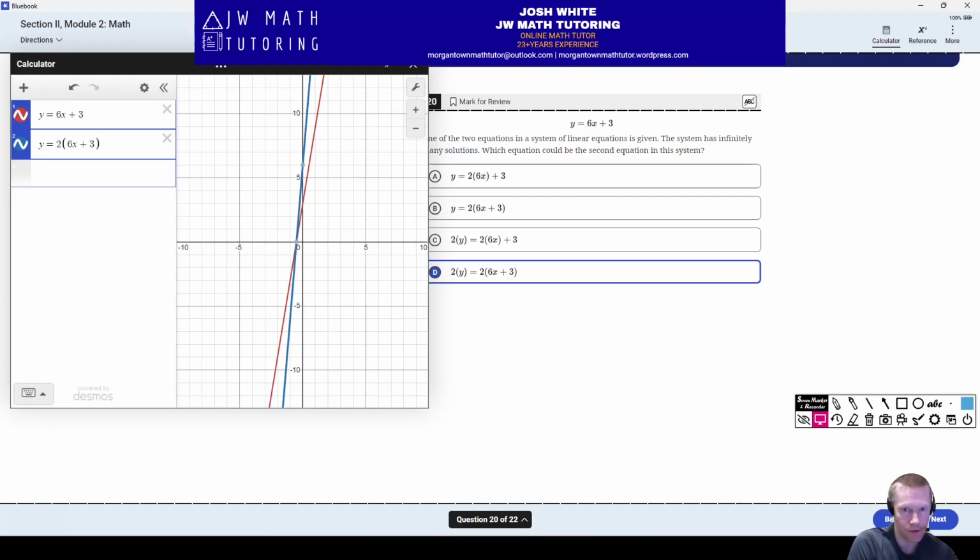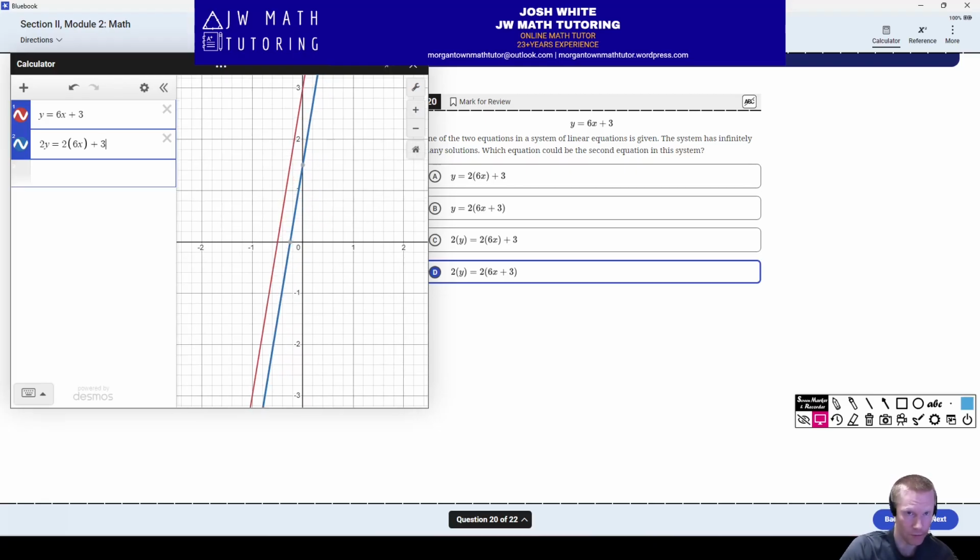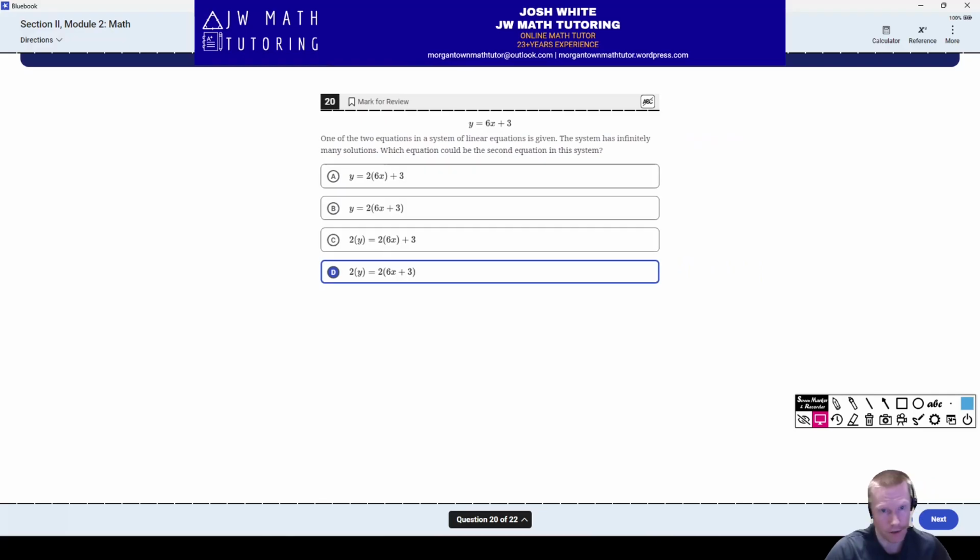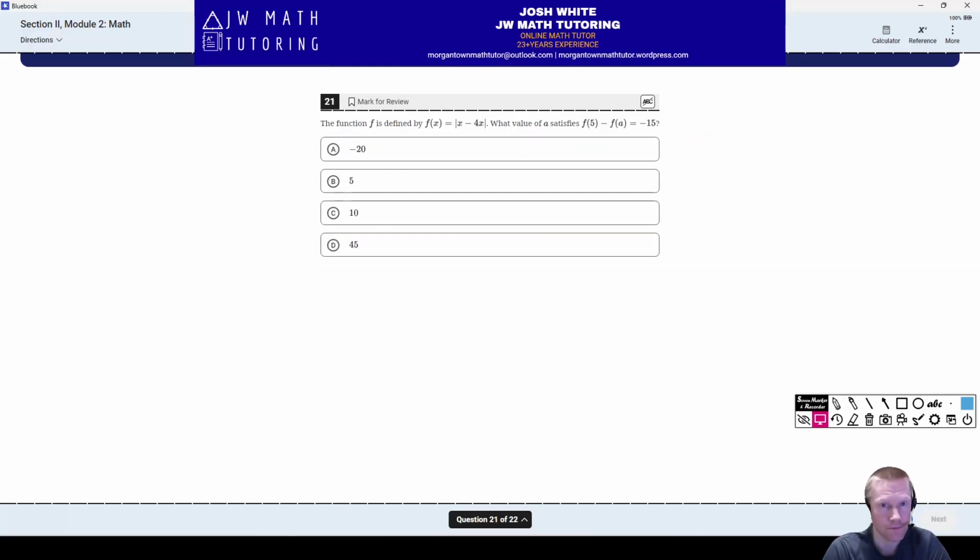Now, notice if I just go to type and put the 2 here, but this is answer choice D, notice yes, now I have the same line overlapping itself. That means infinite solutions. However, if you wanted to check C, here you would see again, they don't overlap completely. Looks like they actually end up being parallel in this case, which would be no solution. But again, correct answer is letter D.